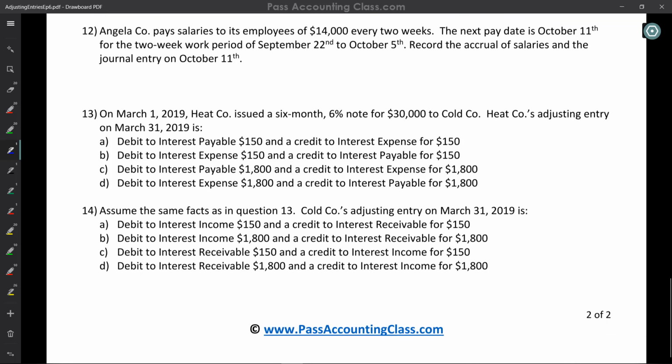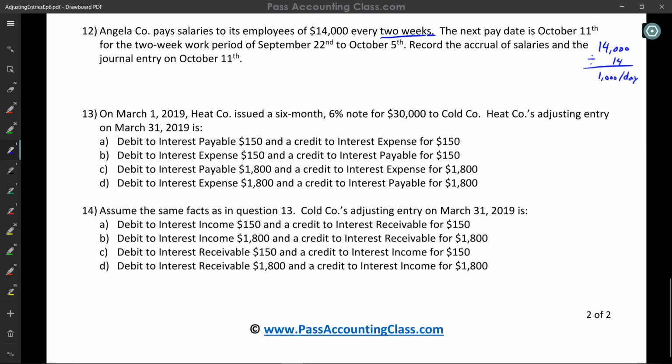The next question says, Angela Co. pays salaries to its employees of $14,000 every 2 weeks. The next pay date is October 11th for the 2-week work period of September 22nd to October 5th. Record the accrual of salaries and the journal entry on October 11th. The first thing I like to do on problems like this is figure out a daily amount for the salaries. So I'm going to take the $14,000 and divide that by 14 days. I got 14 days because it's a 2-week pay period. When I do that, I get $1,000 per day.